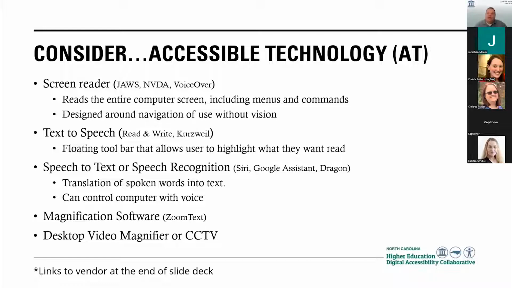And it allows individuals with learning disabilities, for example, to have a floating toolbar that they can then use to highlight what they want and then hit a play button on top of that content. So it interacts with that content, whether it's a PDF, Microsoft Word, or a website, well enough for it to be read aloud. You might have someone using speech to text or speech recognition. Siri, Google Assistant, Dragon NaturallySpeaking are some of the more common ones that are out there.